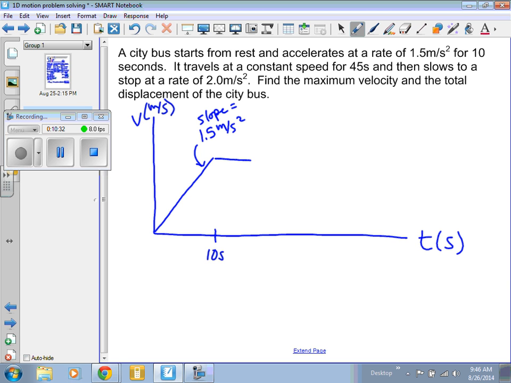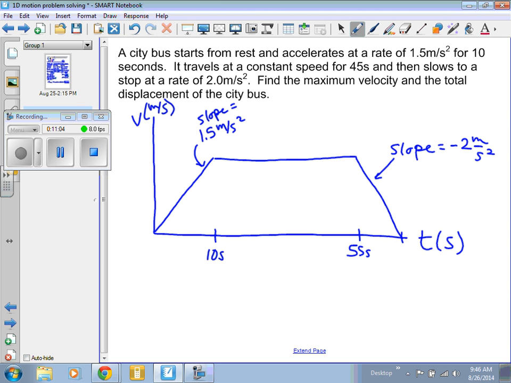Then it goes at a constant rate for 45 seconds. So this is going to be 55 seconds on my time axis. And then it slows down to a stop. And we don't know what that time value is, but we do know that the slope of this is equal to -2 meters per second squared. So now we need to find the maximum velocity and the total displacement of the city bus.